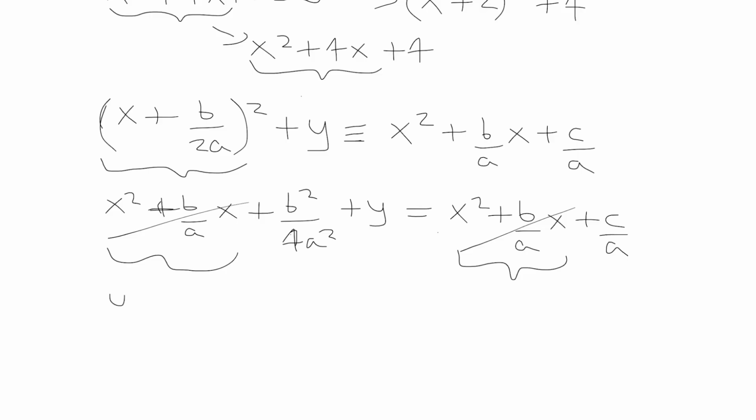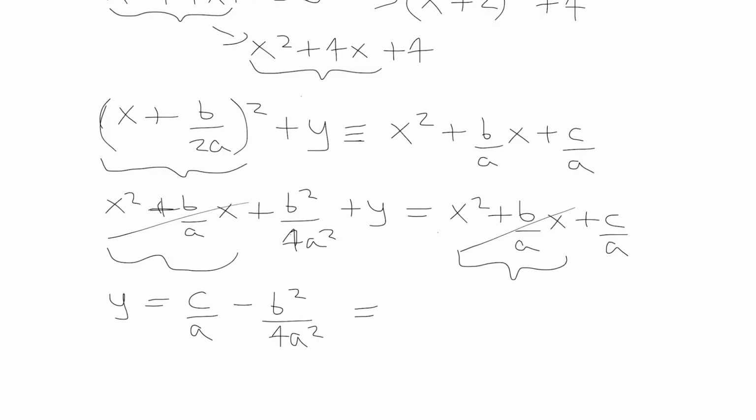So we're going to set y equal to c over a minus b squared over 4a squared. So we've isolated the y. What we want to do now is make the denominators of both fractions the same so that we can combine this into a single fraction.